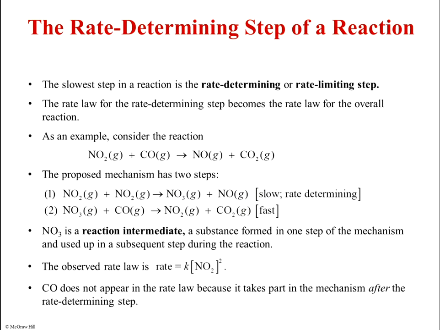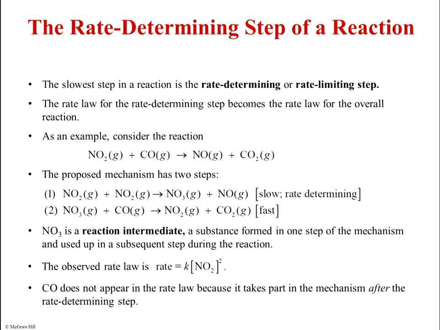The rate determining step of a reaction, if we have a series of molecular steps, turns out to be the slowest process. So if we have a series of elementary steps, each one can have a different speed or a different reaction rate. The one that turns out to be the most important in determining the overall speed of the reaction is the rate determining step. Sometimes we call this the rate limiting step.